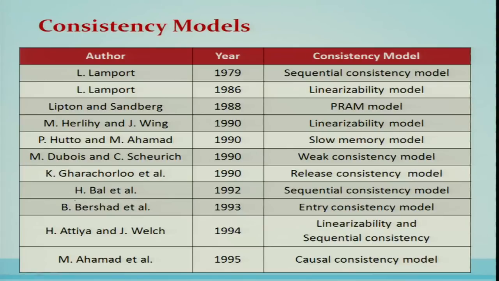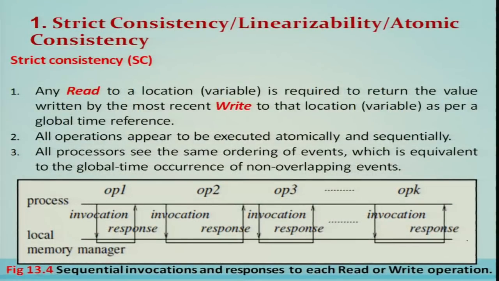Different consistency models are used by different scientists, which we can list here. Different consistency models are listed as the sequential consistency model by Lamport, the linearizability model, again by Lamport, the PRAM model, slow memory, weak consistency, release consistency, causal consistency model, and so on. These consistency models are important. Why? Because they give an abstraction to the programmer, and the programmer will use this model. So let us go into more detail on these consistency models, because they are the most important features of distributed shared memory.